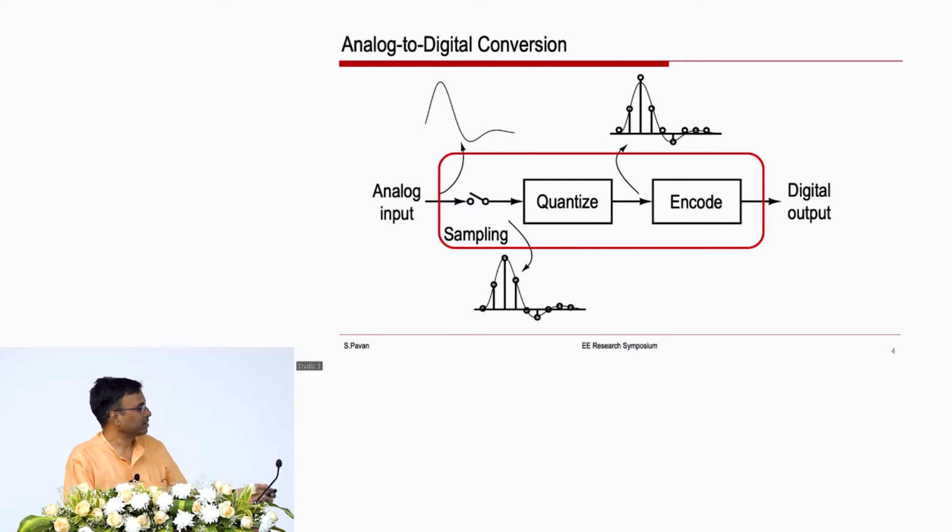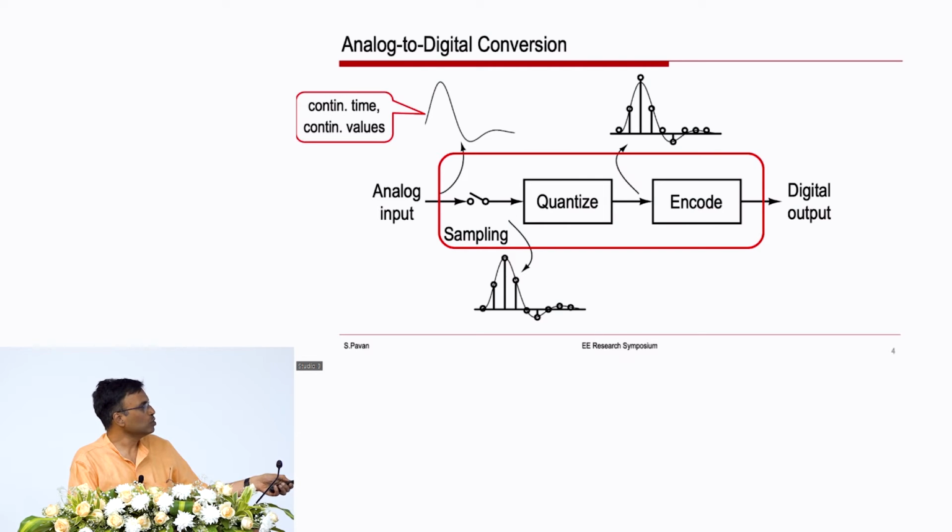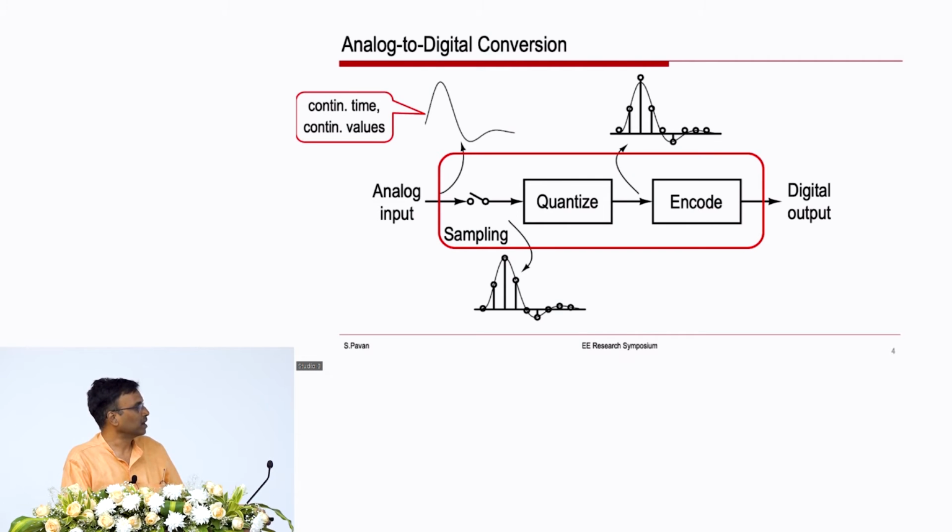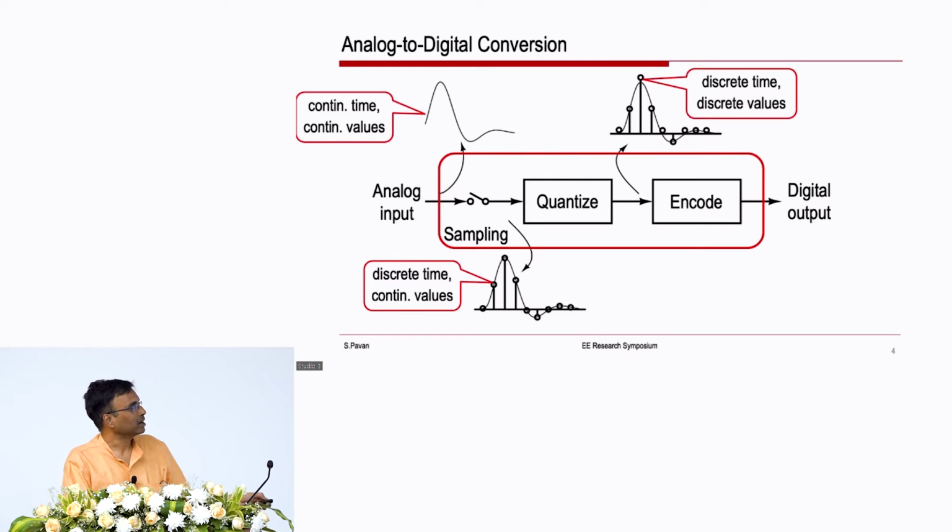So, the basic idea is the following. This is continuous in time and value. The first step is to discretize time. So, you do that by sampling. So, now you have discrete time, but continuous values, and then you quantize this discrete time sequence to get a sequence which is both discrete in time and value. And since there are a discrete number of levels at the output of this quantizer, you can encode it and get a digital output. So, this is what an A to D converter does.